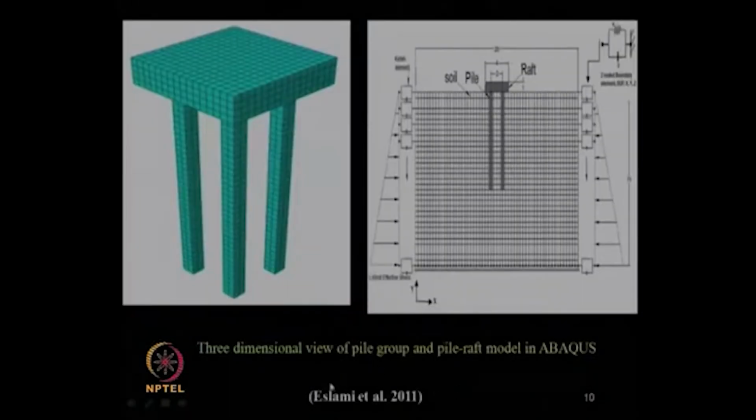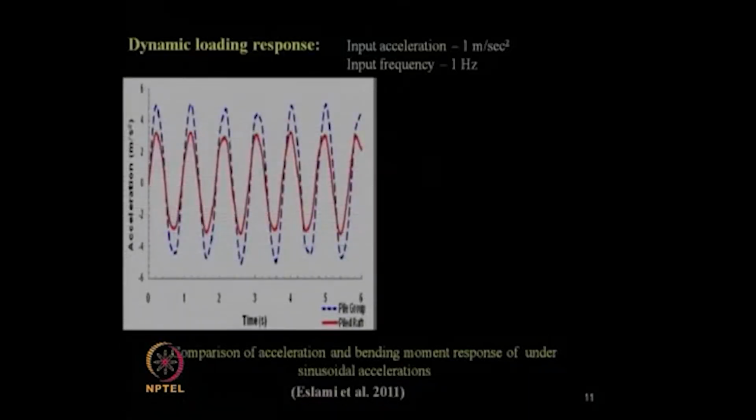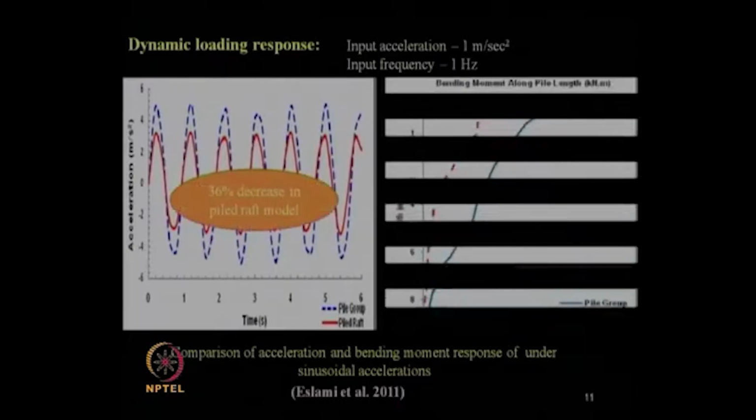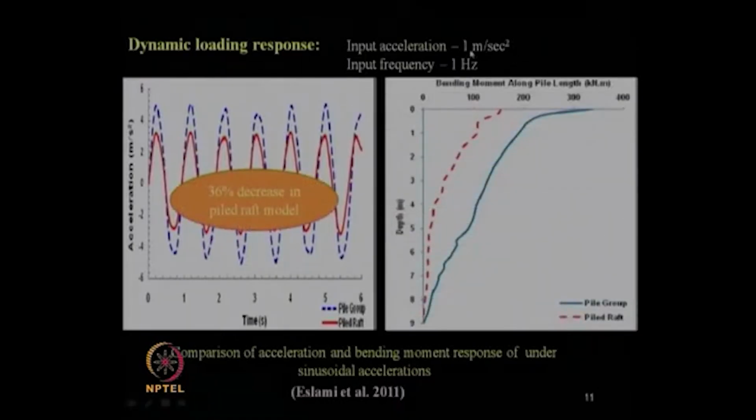Then we discussed the research work carried out by Eslami et al. in 2011 using Abaqus. The analysis was carried out for a combined pile raft foundation under dynamic loading conditions. For the dynamic loading response, as can be seen from this picture, an input acceleration of 1 meter per second square with an input frequency of 1 hertz was applied, and it was observed that compared to the pile group acceleration response, in the combined pile raft there is a 36% decrease in the acceleration value.